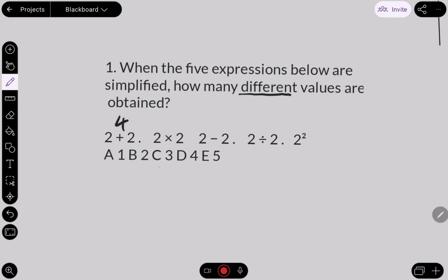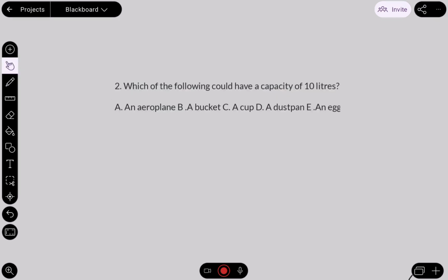2 plus 2 is 4, 2 times 2 is also 4, 2 minus 2 is 0, 2 divided by 2 is 1, and 2 squared is also 4. 2 squared is the same as 2 times 2. So as you can see, 4, 4 and 4 are the same. But 4, 0 and 1 are different. So there are only 3 different ones in total.